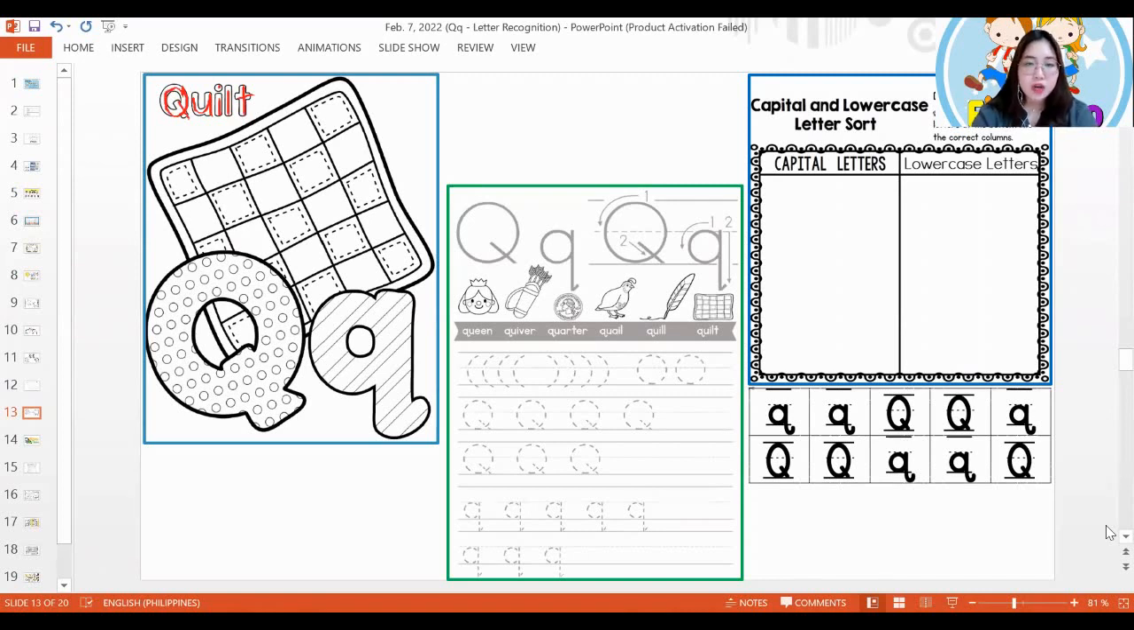And when you're done with your letter Q work, we have our tracing and the writing. So start by tracing our curved lines. Then we trace our letters and also we have to write our capital and lowercase letters. And last one, we have to sort all the capital and all the lowercase letter Q. Okay, you can pause the video now so you can finish your work.